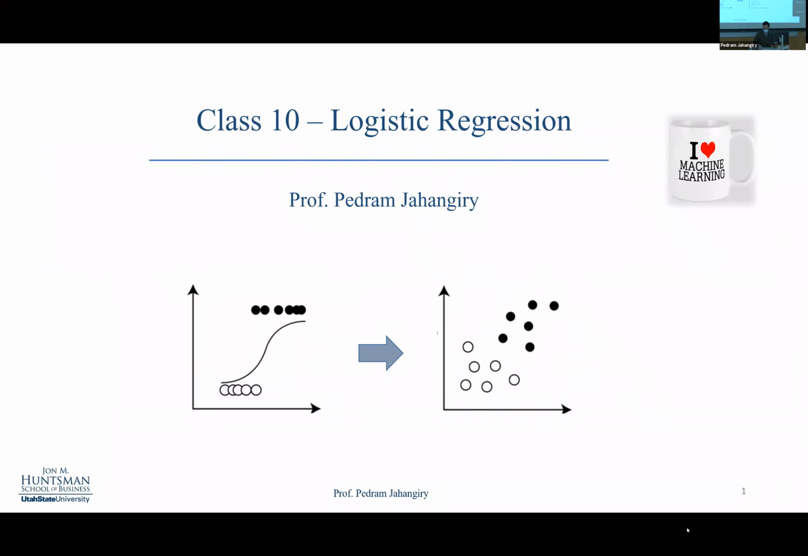All right, hello everyone. Today is our class number 10. We are going over our first classification model, which is called logistic regression. Logistic regression is a regression model that is mostly used for classification.